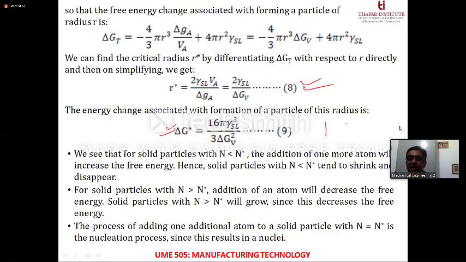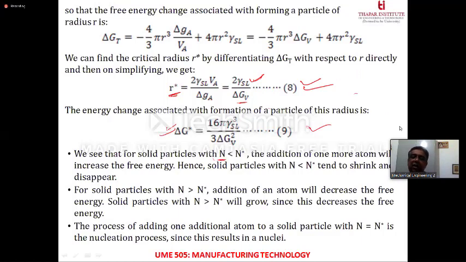Now what you see over here is a particle which has a specific radius, and the critical energy that is being generated has a specific value. So what is this value actually dependent on? The critical radius is dependent upon the surface energy between the solid and the liquid interface, and the Gibbs free energy that is available for the volume of atoms being utilized to create the solidification front.